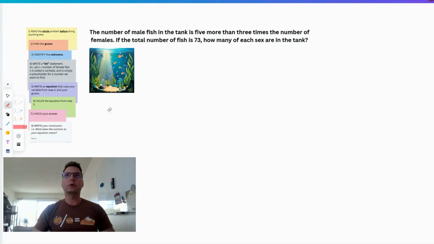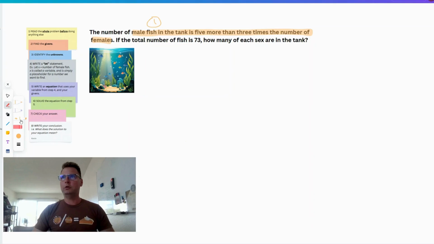Step 1, read the whole problem before doing anything else. Let's move on to step 2, find the givens. So I think we have one here. The number of male fish in the tank is 5 more than 3 times the number of females. Given information number 1.